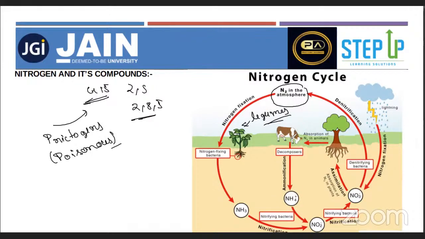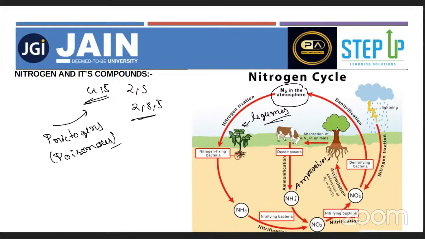Now you can have decomposers, so you'll have extra materials and excreted material. These decomposers will collect it and decompose it. In decomposition, ammonification will happen. Ammonification will give you ammonia, ammonium ion. Ammonium ion combines, nitrification will happen, which will give you NO2-. Again, nitrification will happen, that will form NO3-.